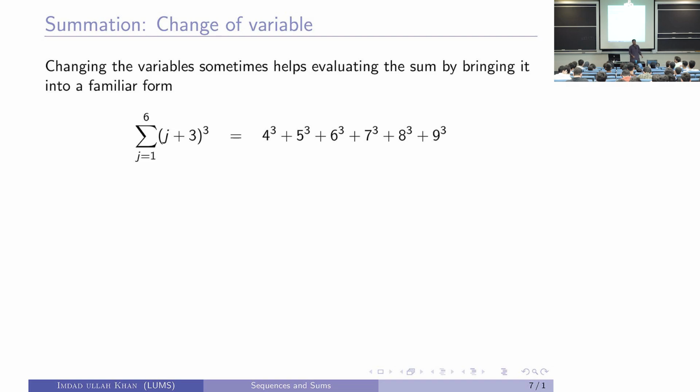Okay, so the change of variable. Look at this thing, everyone. This is j plus 3 when j goes from 1 to 6, right? We have to add (j plus 3) cubed. How many terms should be there in this summation? If I am going to expand it, how many terms should be there? 6 terms, right? The terms are not necessarily j cubed or whatever. So when j is 1, it's (1 plus 3) cubed, when j is 2, it's (2 plus 3) cubed, and so on, right?